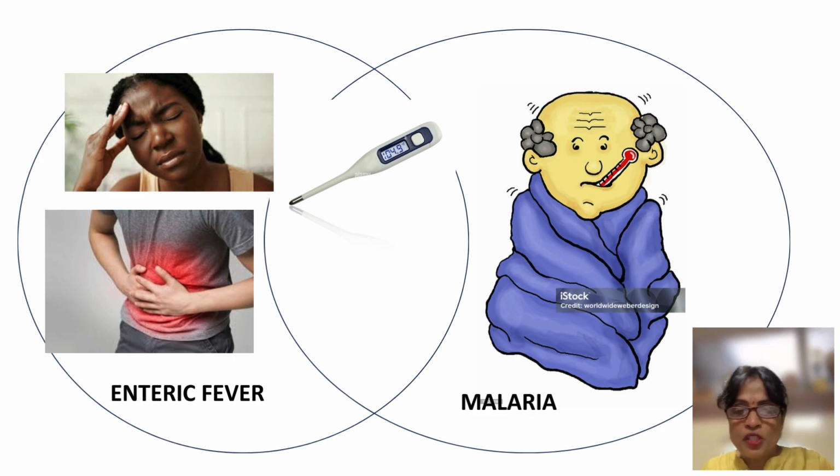Now, what are the common features between enteric fever and malaria? In malaria, there is a sudden onset of fever, a high degree of fever. In enteric fever, there is fever, but usually it's insidious in onset. The fever is a common phenomenon, and the other features are severe headache and abdominal pain, which is more often seen in enteric fever, while chills and rigors are more often seen in malaria.